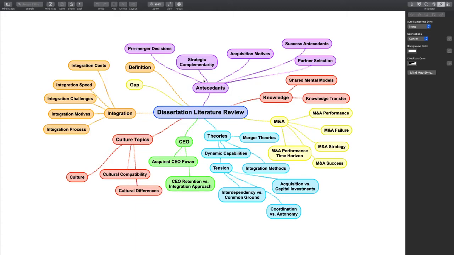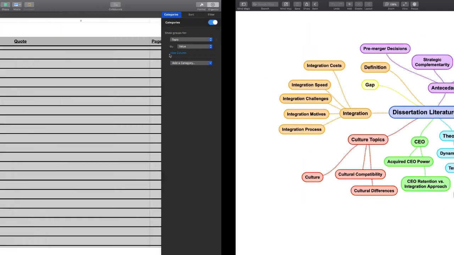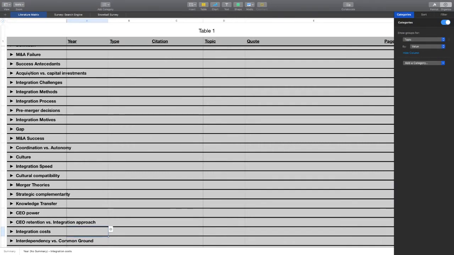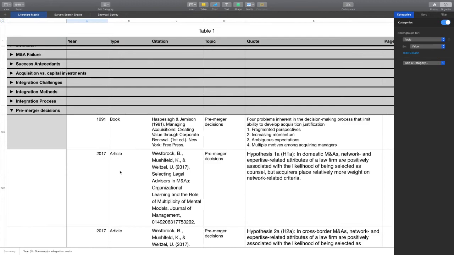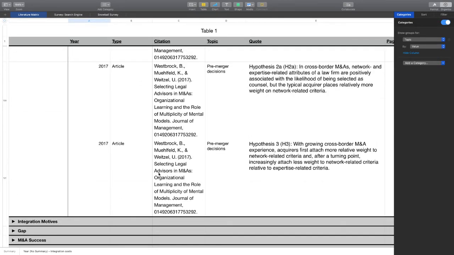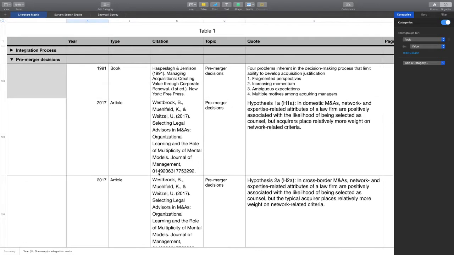Once I realize that I'm writing the antecedents section, I can easily say, let me write a section on pre-merger decisions. So I'm writing the section on antecedents, then I decide I'm going to write the subsection on pre-merger decisions. Now it's easy. Let me show you how easy this is. I go here to my literature matrix and I find pre-merger decisions and I just open it up. Throw my quotes and the pieces that I highlighted in different articles, and I can write a subsection on pre-merger decisions. All I've got to do is put a narrative around it, tie the pieces together.